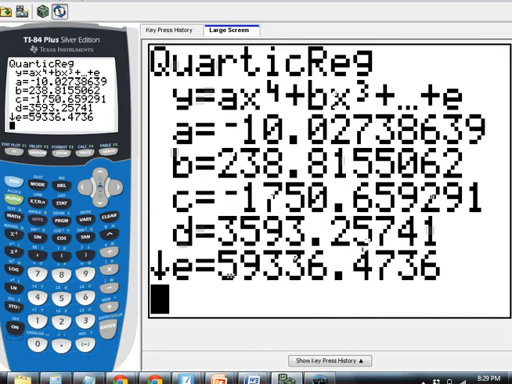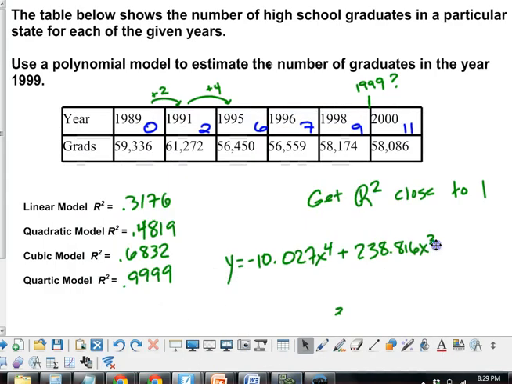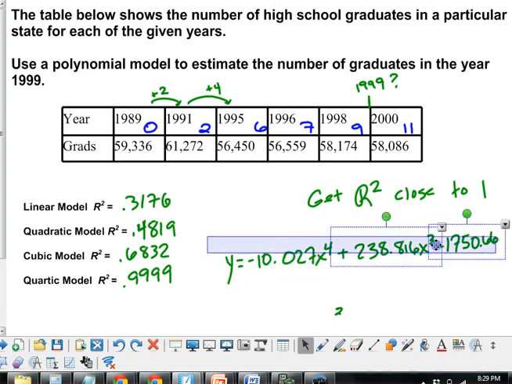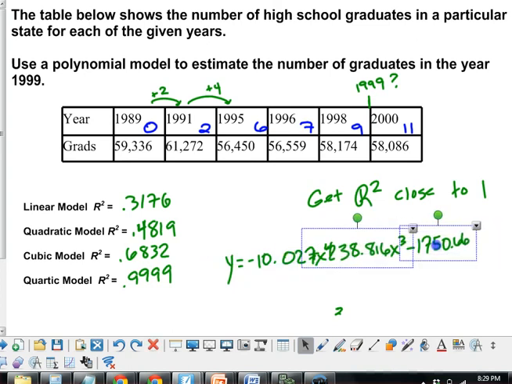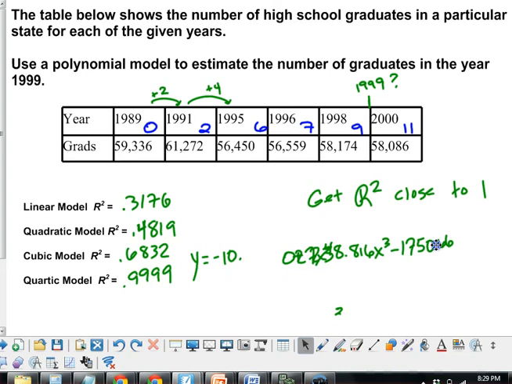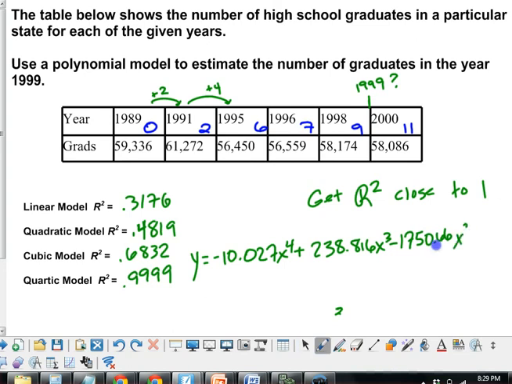And I'm going to run out of space, but minus 1750.66 x to the 2nd. I'm running out of space. Let's see if I can move this over. I'll try this. Yeah, that's the way it's always doing for me. There we go. Not too bad, but could be better.